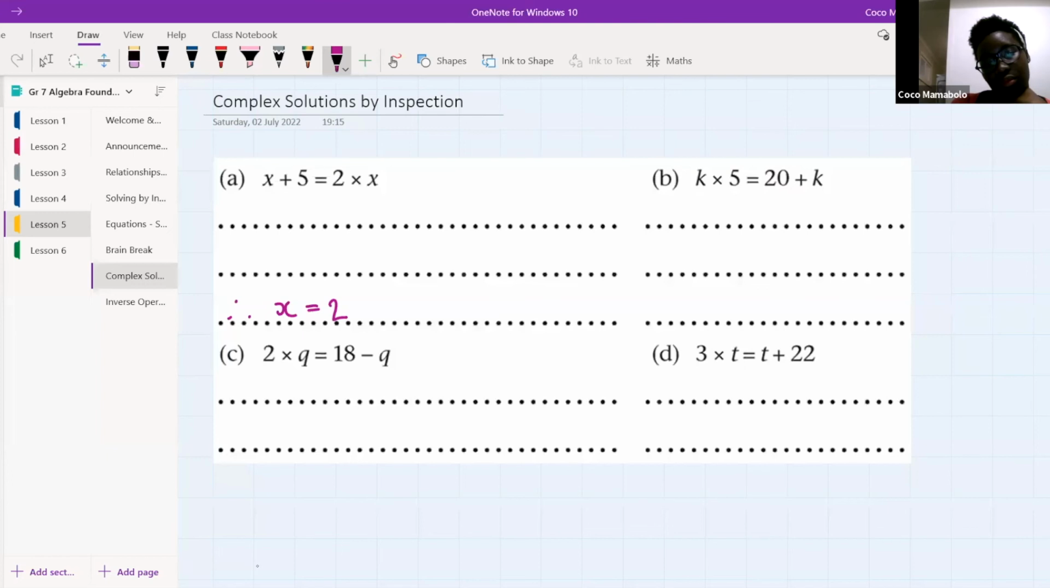Therefore, x equals 5. Oh, okay. Here's the problem with that. In this particular equation, x needs to be the same number on this side and on this side. So I only need one number for x, just one x. We need to make sure that x is the same number.